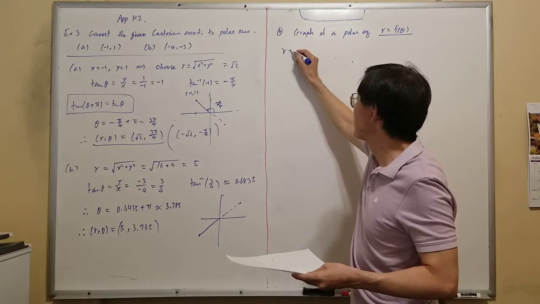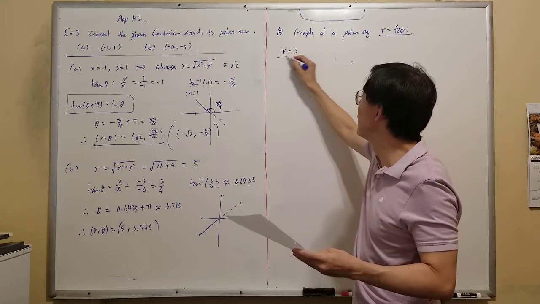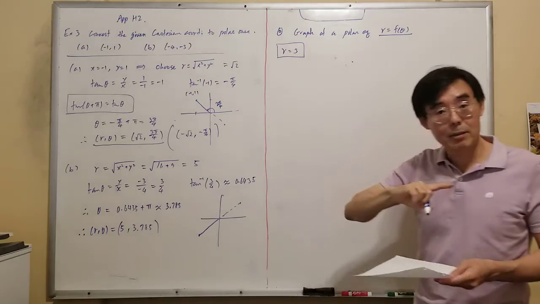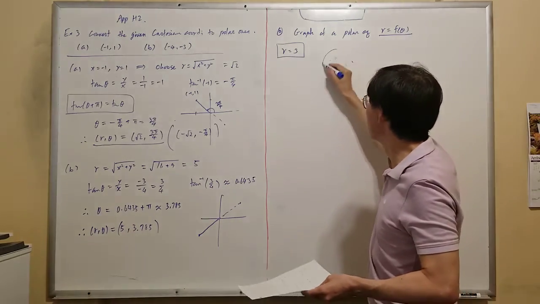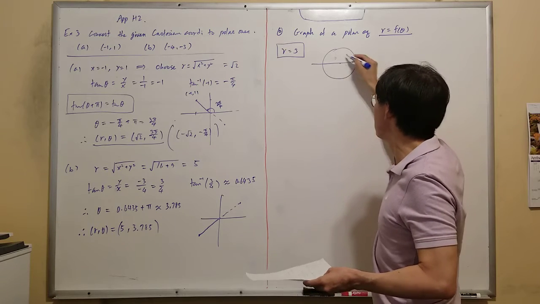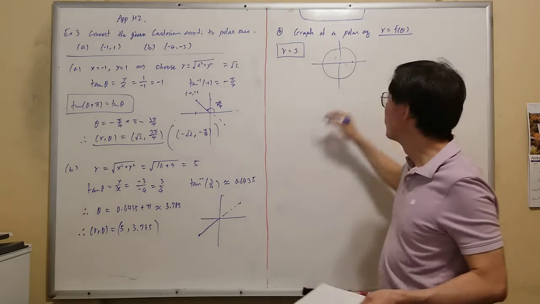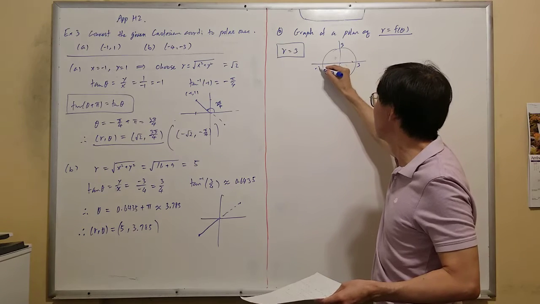Except for a special case when r equals 3. This means theta can be anything as long as r equals 3, at distance 3 from the origin. That would be a circle with radius 3, right?